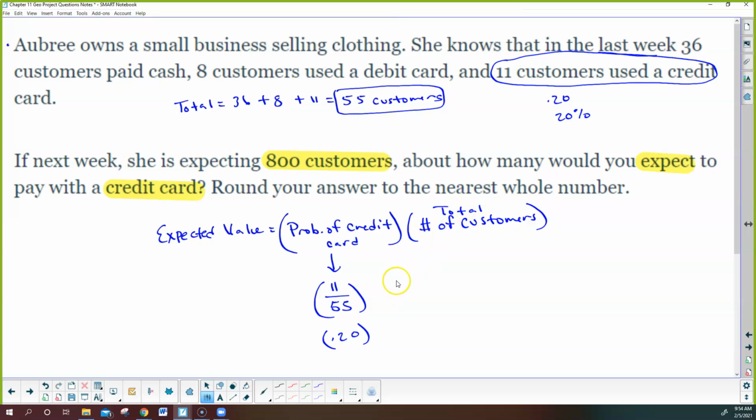And then what if the customers now, instead of being at 55, jumped up to 800? Well, then we're just going to multiply the probability of that event happening times the total. 20% of 800, we would expect 160 customers to use credit cards for that next week. So that's just another example of how expected value can be used. It's just the probability of the event times the total outcome.